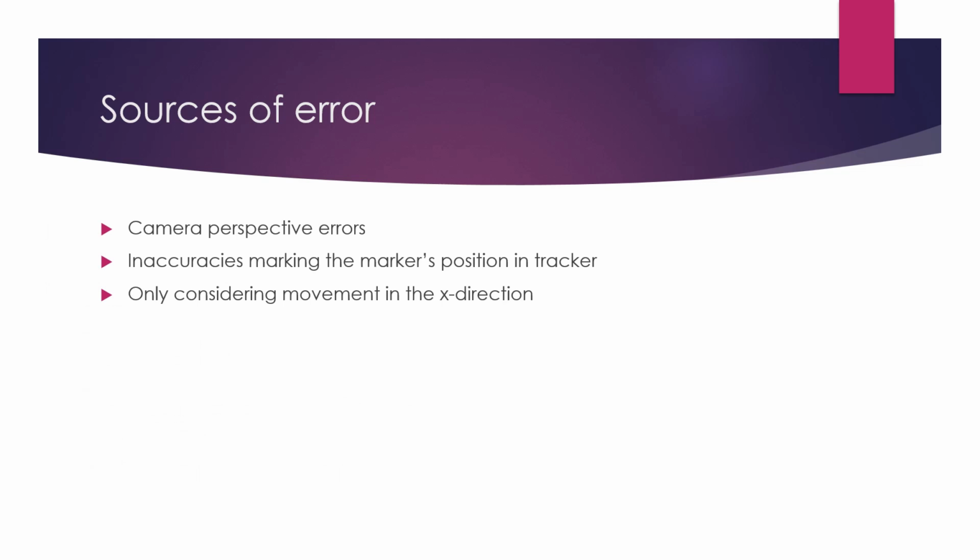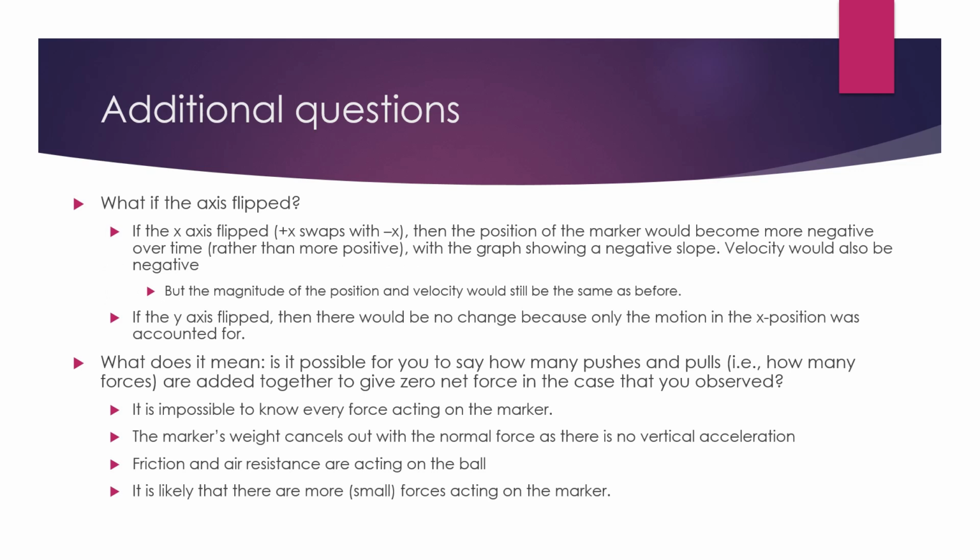Some sources of error include camera perspective errors. Measurements that were not directly in front of the camera are slightly inaccurate due to perspective. Another source of error could be inaccuracies marking the marker's position in Tracker and that the only movement in the x direction was considered. The first additional question is, what if the axis flipped?